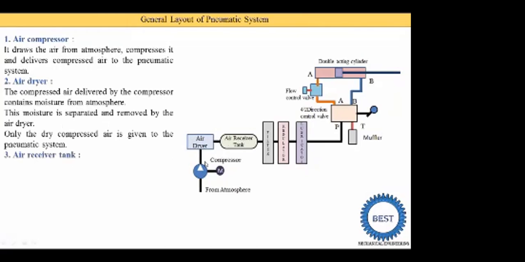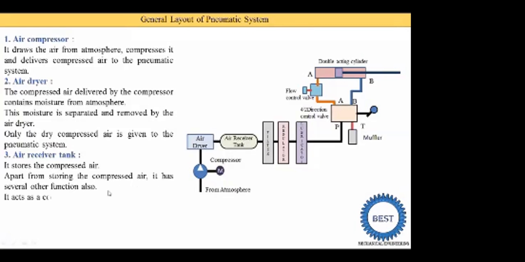The third component is the air receiver tank. Here you see the air receiver tank is provided. It stores the compressed air, which means the compressed air coming from the compressor is passed through the air dryers and stored in the receiver tank. Apart from storing the compressed air, it has several other functions. The main function is to store the air, but along with storing, it also performs other functions.